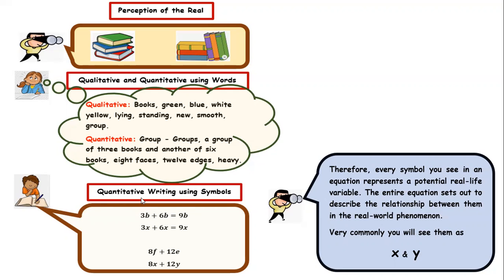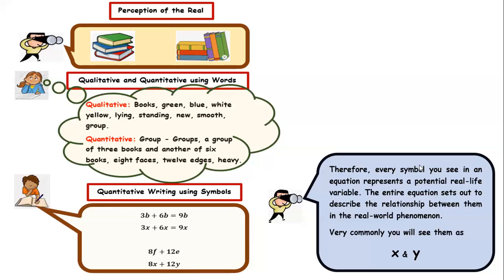Okay, so anytime you see an equation like this, this means that words will translate to symbols. So you have 3 books plus 6 books is equal to 9 books. Okay, 3x plus 6x is equal to 9x. All right, 8 faces plus 12 edges. All right, 8x plus 12y, for example. The letters have to be different because these are different quantities that are being represented.